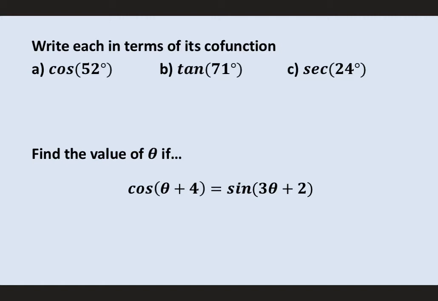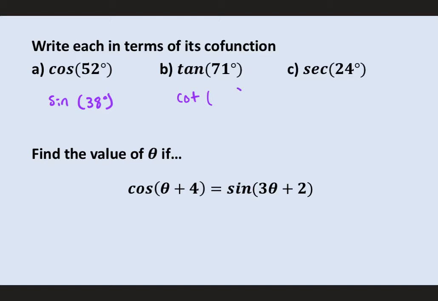So cosine's cofunction is sine. And then 90 minus 52, that's going to be 38 degrees. So cosine of 52's cofunction is sine of 38 degrees. Notice that's not the reciprocal. Reciprocal is something else. That's how we do our SOHCAHTOA stuff. This is called a cofunction. It's something new. Tangent goes with cotangent. It's the same thing with co in front of it.